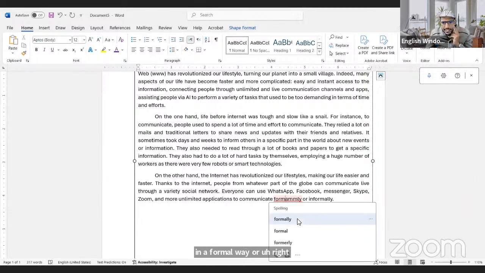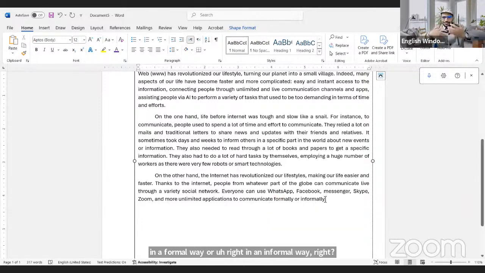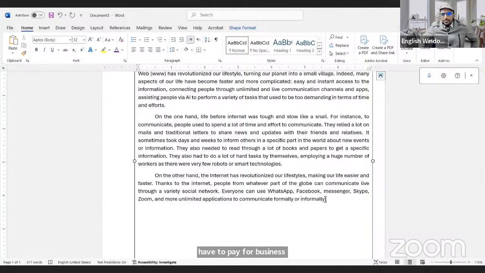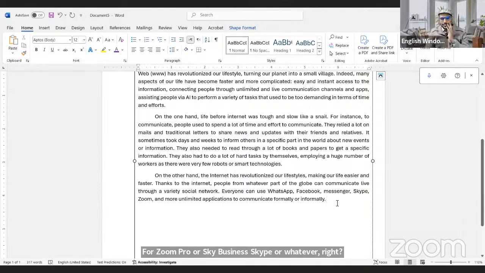What I mean is that there is either free communication or formal communication, which means for business purposes. They have to pay for business Zoom, or Zoom Pro, or business Skype, or whatever. So to communicate formally or informally. Very nice, good. Any more ideas?